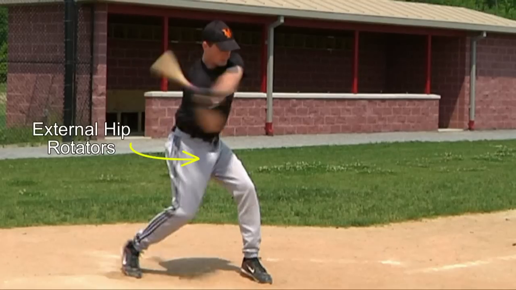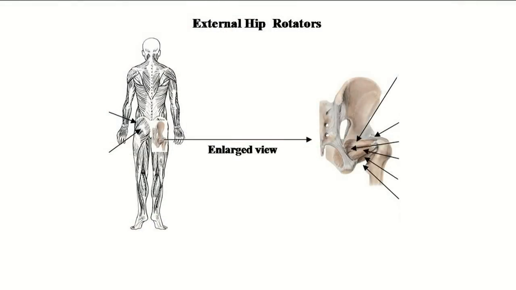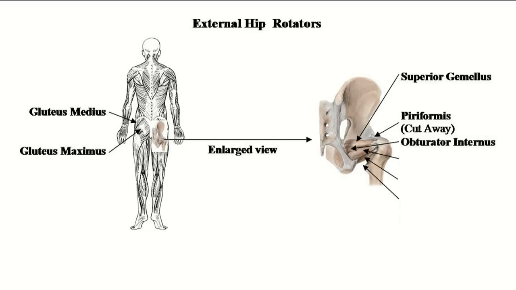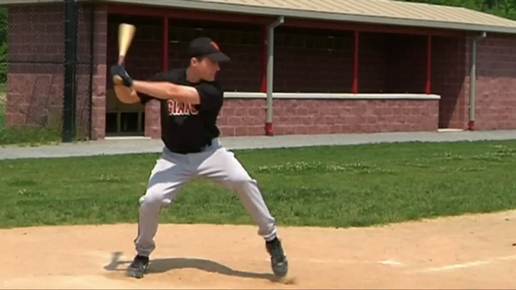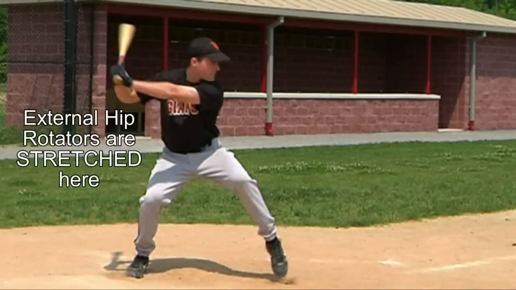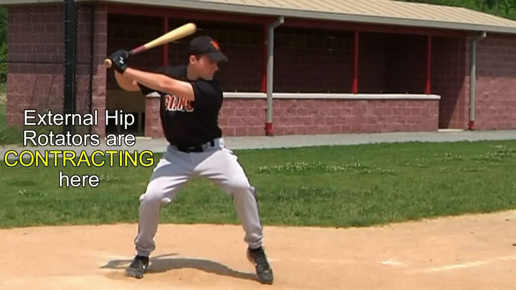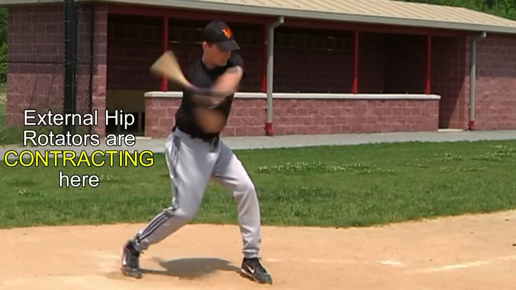In that video, we identified the names of these external hip rotator muscles as Gluteus Maximus, Gluteus Medius, Superior Gemellus, Piriformis, Obturator Internus, Inferior Gemellus, Obturator Externus, and Quadratus Femoris. So now, these same external hip rotators that were previously stretched in the loading phase are now contracting here in the launching phase.